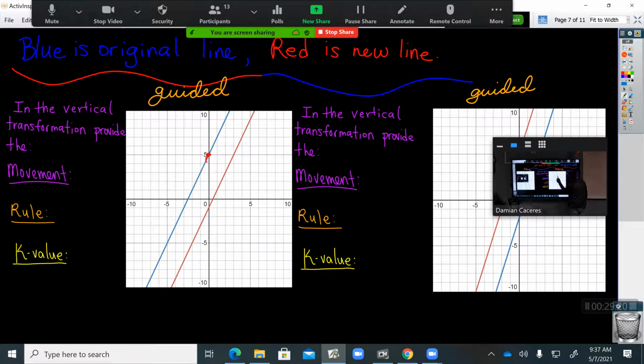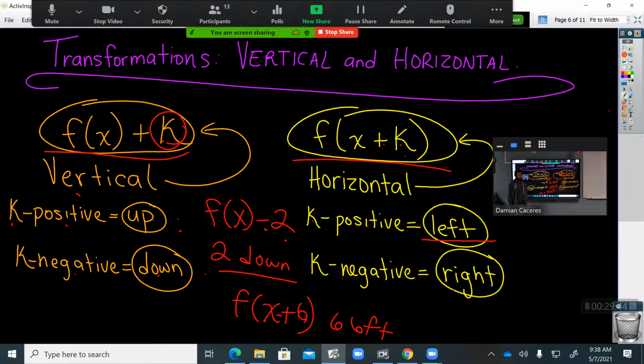Down how many units? 3, 4, 5, 6. Down 6 units. So here on movement, you're going to put down 6. On the rule, what is the rule for down 6? f of x minus 6. Because it's down. So same thing you saw on this page. Down is negative. So if it was down, you put minus.